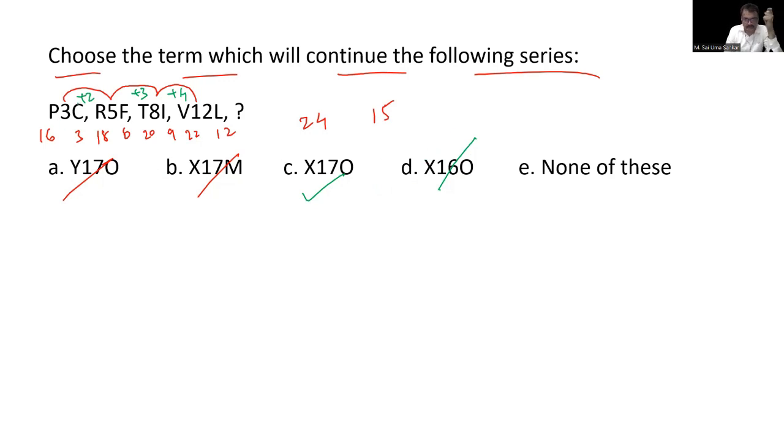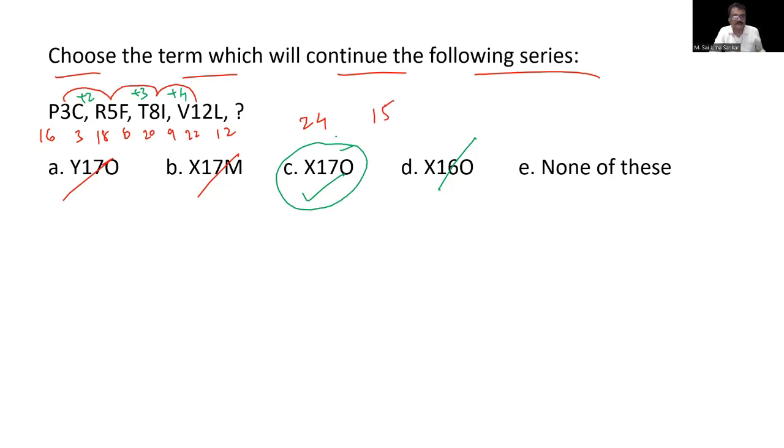Now come to the number 3, 5, 8, and 12. 3 plus 2, 5. 5 plus 3, 8. 8 plus 4, 12. What next? 12 plus 5. Because this is next to 2, next to 3, next to 4, next to 5. 12 plus 5, 17. So what is the answer? X 17O, which is the required answer.